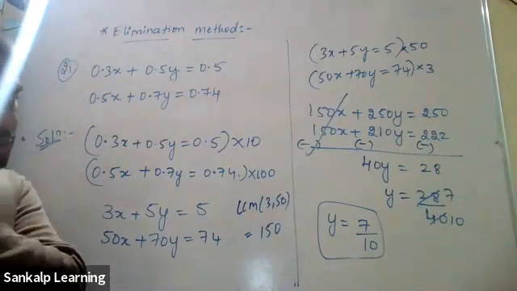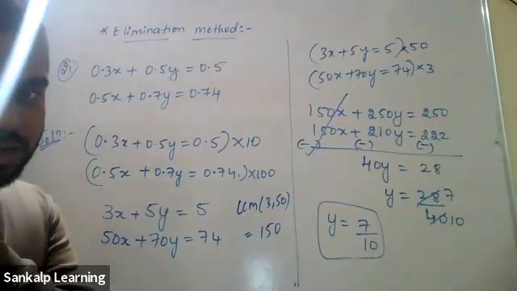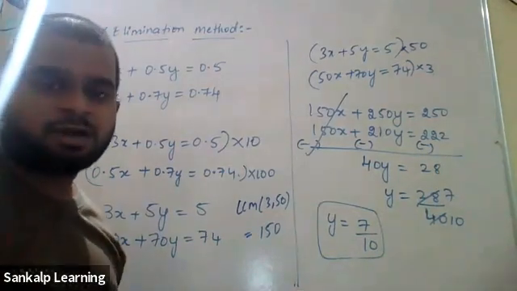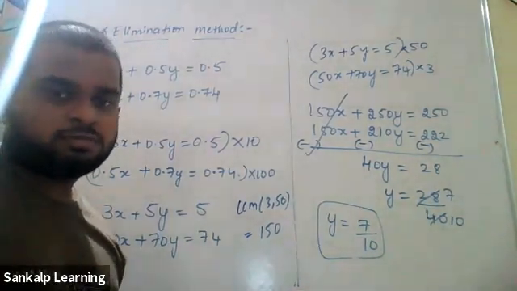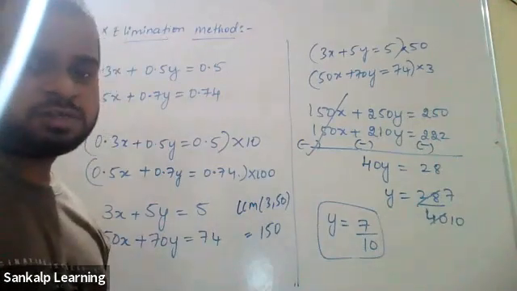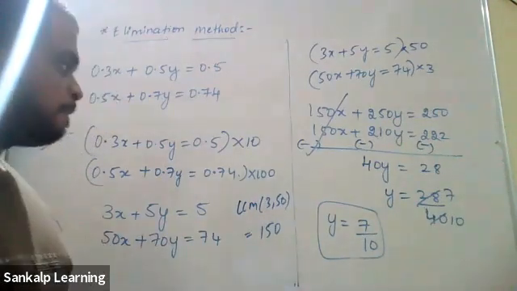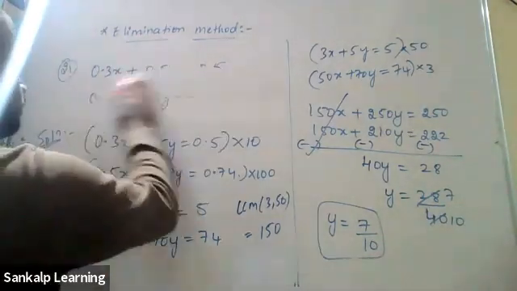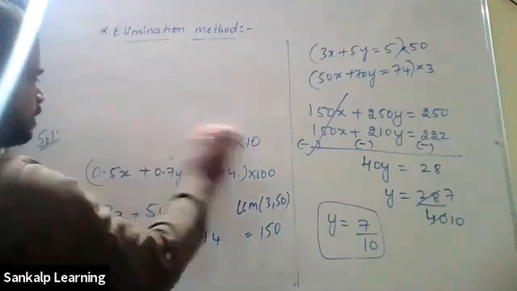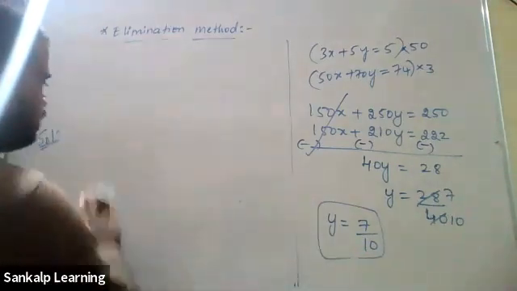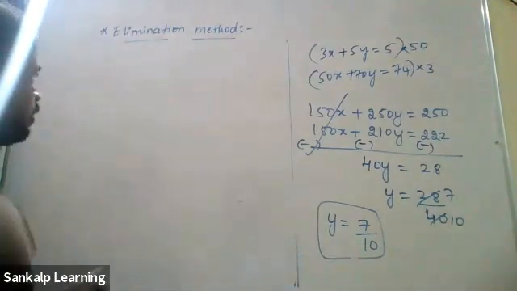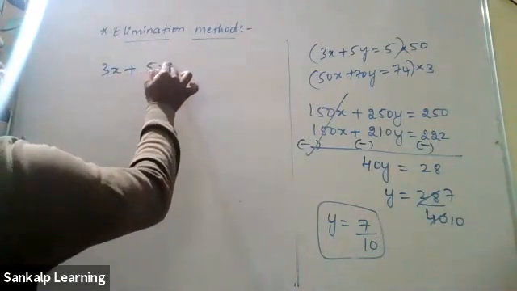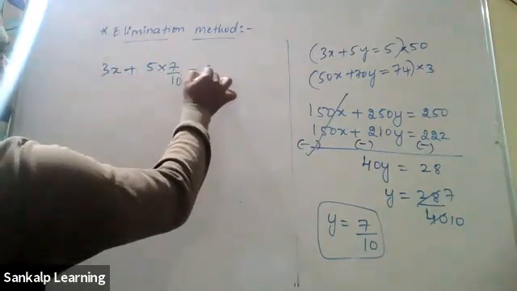Is it correct? 2 by 3? I don't think so. It should be 1 by 2, I guess. Yeah, 0.5. 1 by 2 or 0.5. Tell me, Trisha, how you have done it? Sir, 3x plus 5 into 7 by 10 equals 50.